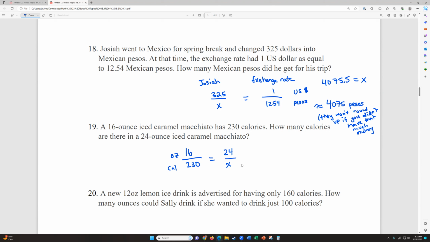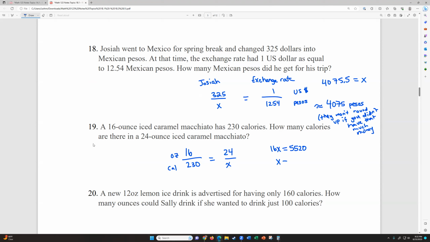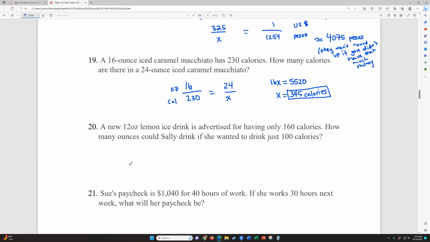So if I cross multiply, I'm going to get 16x. 24 times 230, I got 5,520. We can triple check that with my calculator here. And then we're going to divide that by 16. So 345 calories in that larger drink. More quantity of drink, more calories. Okay. So now we have another one.